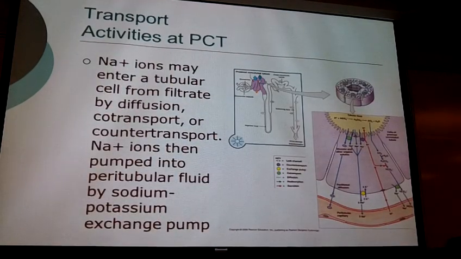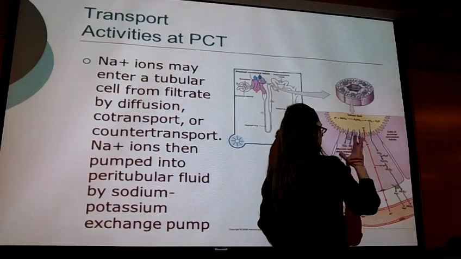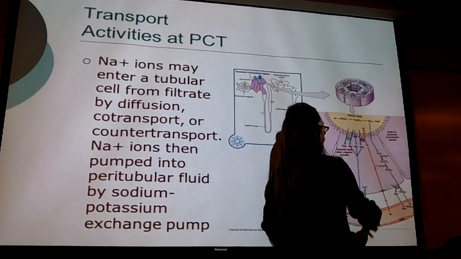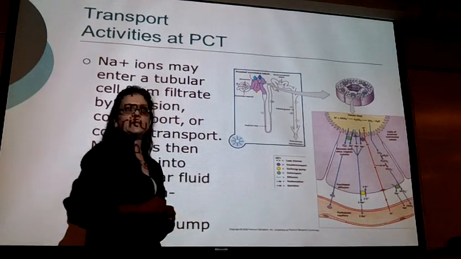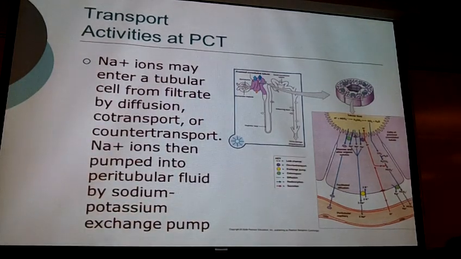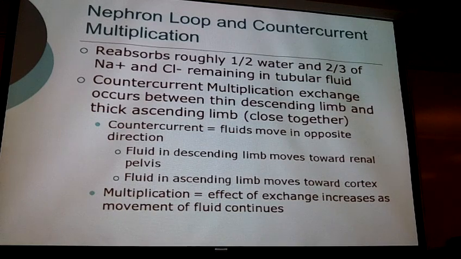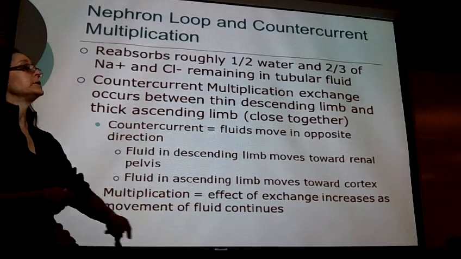Now, I put this slide up here just in case you were confused about how ions are moving out of the tube and into the blood. That's what this is showing you. But I'm not going to ask you any details about that. I want you to know it in a general sense. I want to go over to the loop of Henle. Here we do want to look at some detail.